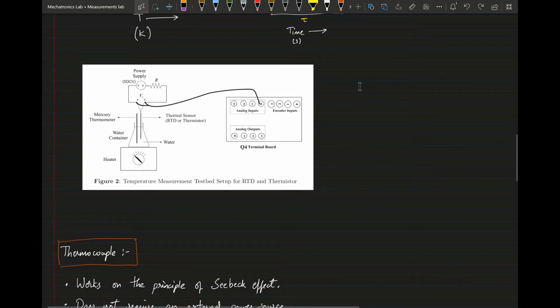So we'll be looking at temperatures from the room temperature of the water to 80°, until it reaches 80°. So if the water temperature starts at 20, we'll look at 20, 30, 40, 50, 60, 70, and 80°C. Using that, we can figure out the behavior of the RTD and thermistor.